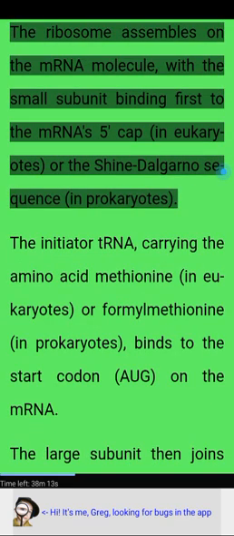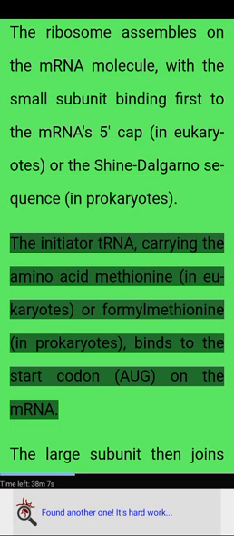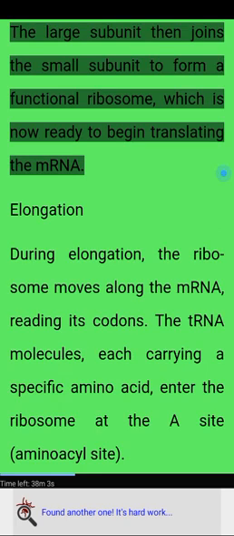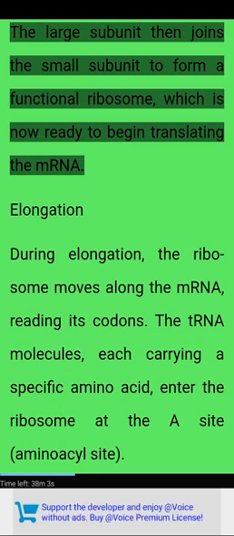Initiation. The ribosome assembles on the mRNA molecule, with the small subunit binding first to the mRNA's 5' cap in eukaryotes or the Shine-Dalgarno sequence in prokaryotes. The initiator tRNA, carrying the amino acid methionine in eukaryotes or formylmethionine in prokaryotes, binds to the start codon on the mRNA. The large subunit then joins the small subunit to form a functional ribosome, which is now ready to begin translating the mRNA.